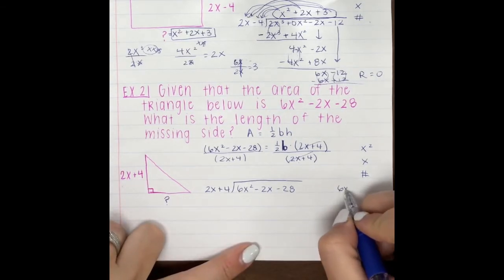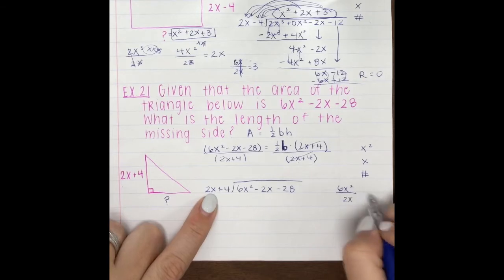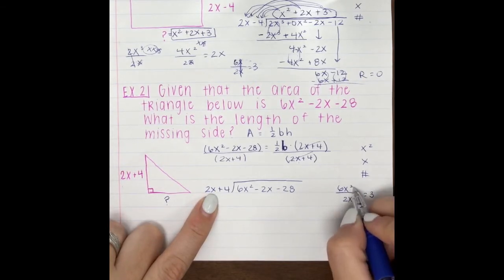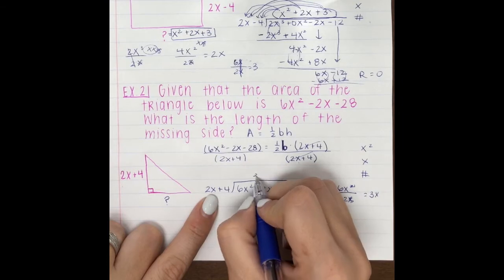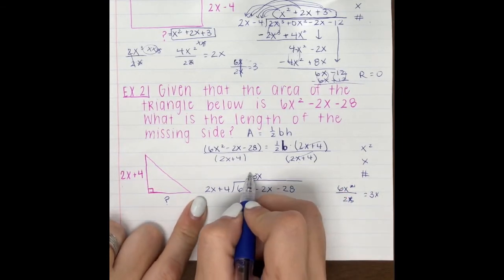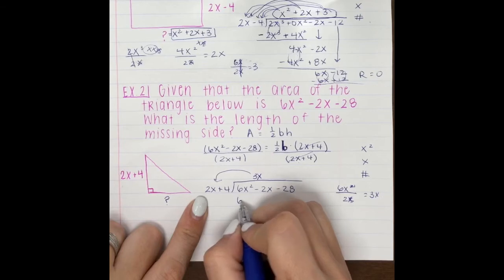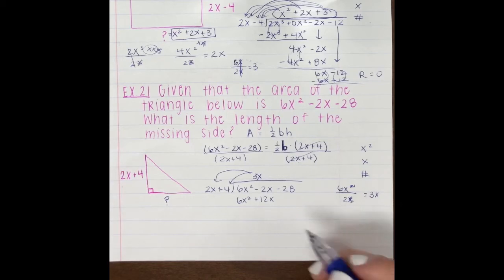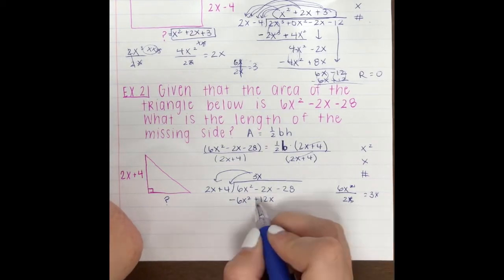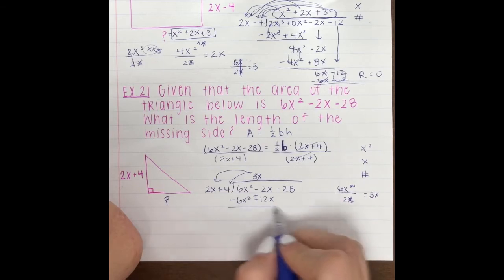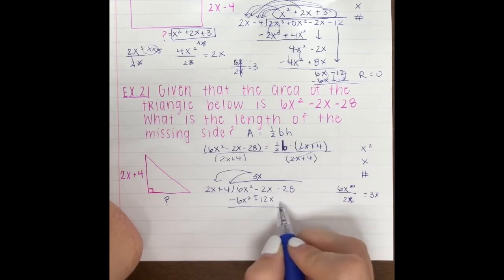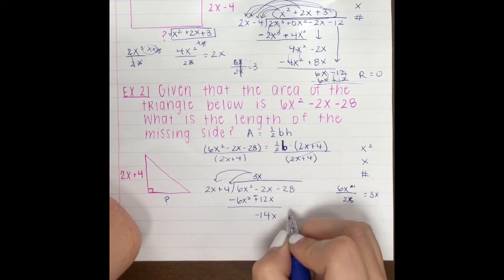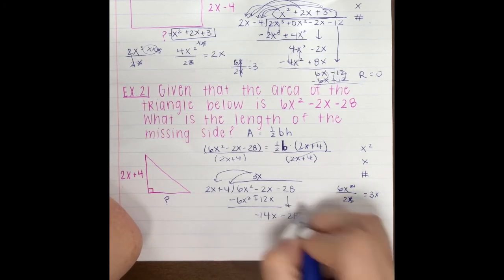Okay. And we can go ahead and get started dividing our leaders. So we have 6x squared divided by 2x. 6 divided by 2 is 3. If you have 2 x's on top and only 1 on the bottom, the 1 would cancel out one of the 2, leaving you just 1x. And then we multiply. So 3x times 2x is a 6x squared. 3x times 4 is a 12x. We're going to subtract. So I'm going to change the sign of both of these. And negative 2x minus 12x would give me a negative 14x. Minus 28, we brought it down.